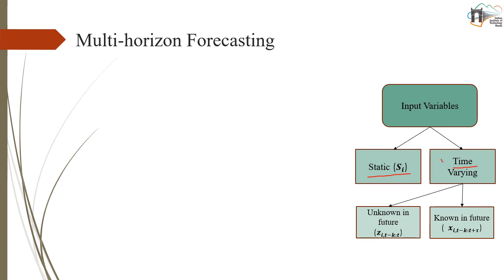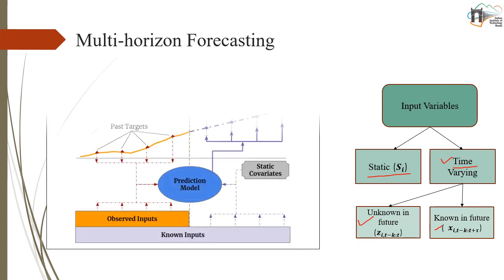Now, the inputs which are varying with time can also be categorized into two further subparts. For example, one which will be unknown in the future. Now, the future is the time interval we are considering, for which we are providing a forecast. That is the time interval after time t. And there will be some time varying input features which are known in the future also, which will be known after time t also. So how is this taken care of in our temporal fusion transformers?